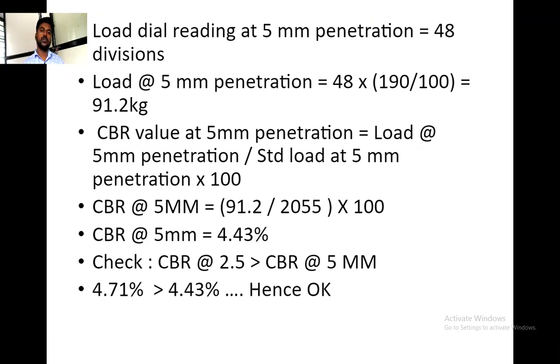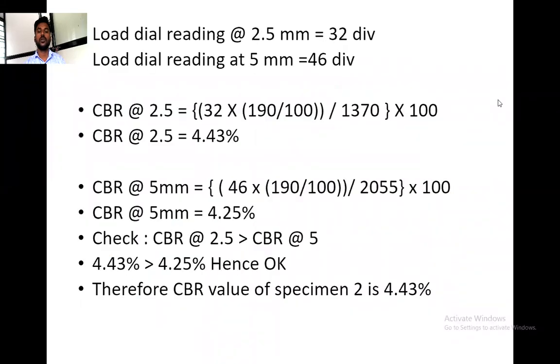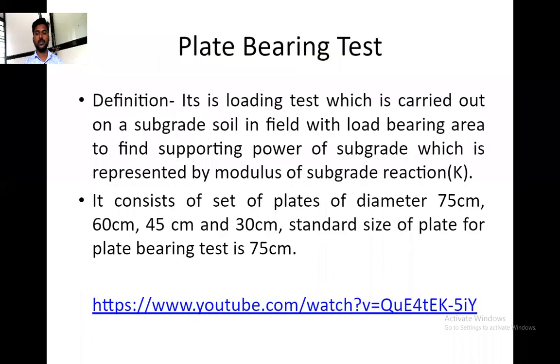If it is not okay, that is, if the 5 mm value is greater than the 2.5 mm value, we need to repeat the test. We have to repeat the test in that case. By those values we need to plot the graph. The same calculation is repeated.